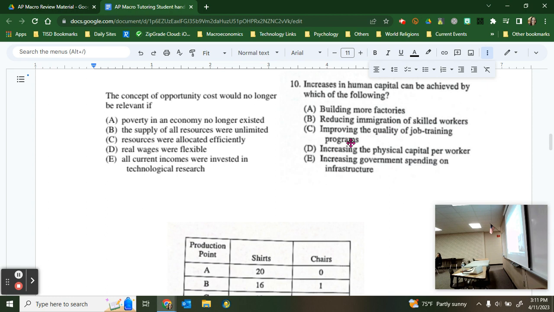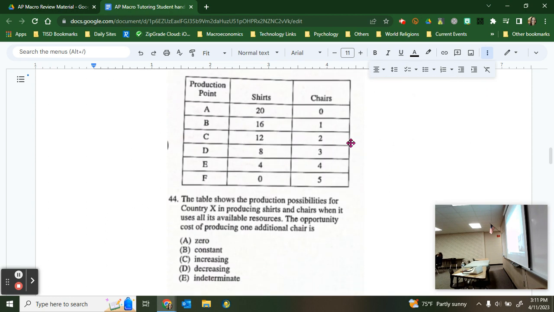All right. And last question. You might recognize this. This came from a quiz. We have t-shirts and chairs. What are those numbers? They're opportunity costs. Yes, but they are points that make up the PPF curve. These are all plotting points, production points. If you were to graph that and label A, B, C, D, E, F, you would be making the entire PPF curve. And it shows the production possibilities for country X in producing shirts and chairs when using all of its available resources, the opportunity cost of producing an additional chair.